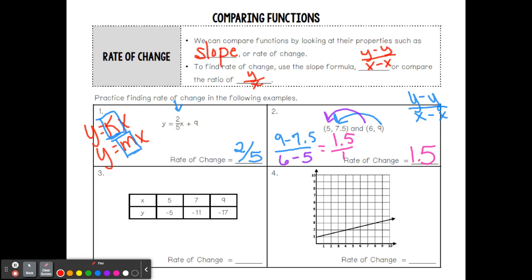Okay, on number 3, we have a table. Okay, so we can just look here and say, well, our y decreased 6 and our x increased 2. So -6 divided by 2 is -3. And then on number 4, find the rate of change. So we just need to find 2 good corners. So like this right here is a good corner, and so is this. So my y increased 1 and my x increased 4. So remember it is y over x, so I get 1/4. Okay.